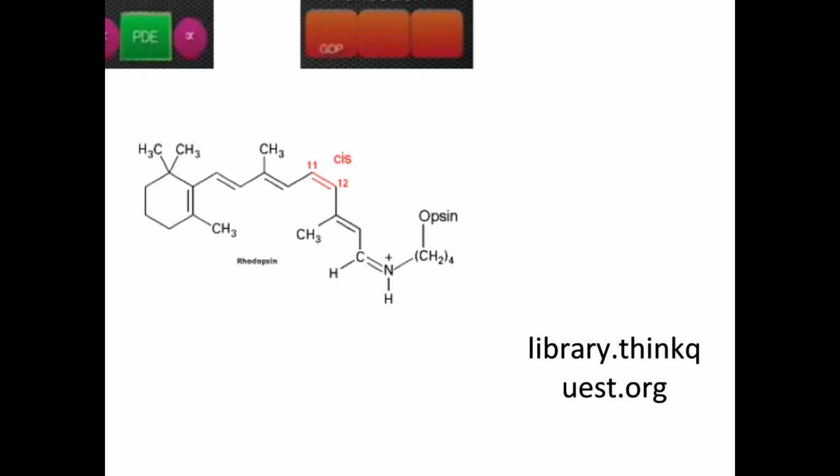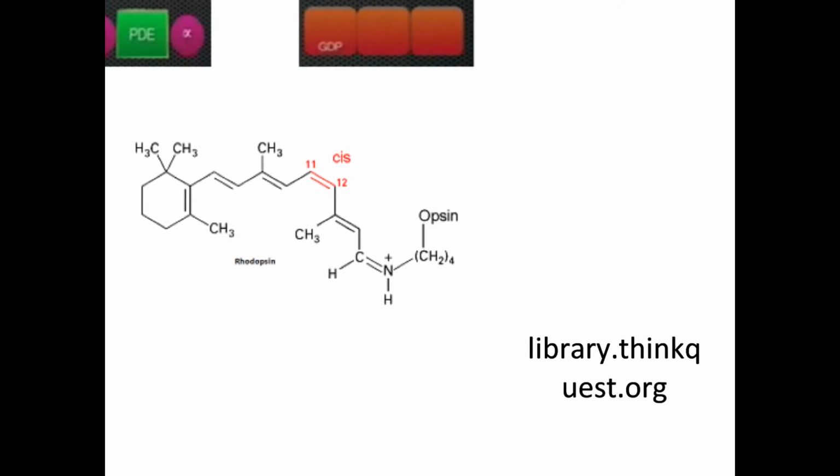How the rods respond to light is similar to how the cones respond to light. Understanding how one works can give you a better idea of how the other works. So inside the rods we have three main components. Rhodopsin is the visual pigment found within the rods. Rhodopsin is made up of the protein opsin and retinol, which is in its cis conformation.